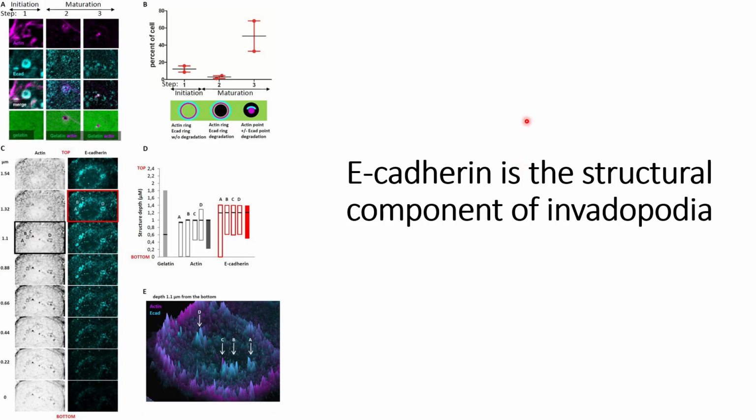From that they conclude that E-cadherin plays an important role and is a structural component of the Invadopodia formed from pancreatic cancer cells. In this case they are studying pancreatic cancer cells in Invadopodia formation. So I hope you understood how they came to this point, that E-cadherin is the structural component of Invadopodia.